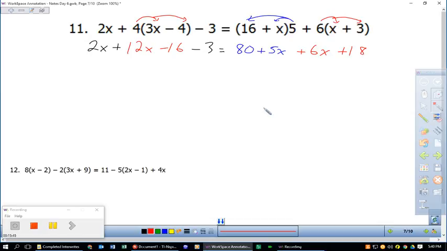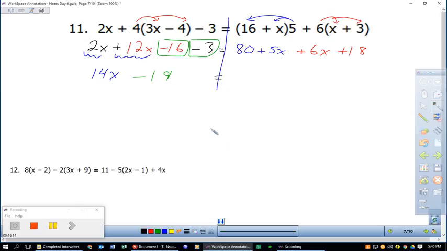Okay? Looks a little bit simpler now, right? If you look at the big picture, it looks a little smaller. That's good. Next, we want to combine like terms. So on the left, looks like we can combine a 2x and a plus 12x to give us 14x. And also we can combine these two. Minus 16 minus 3. It's going to give us minus 19.